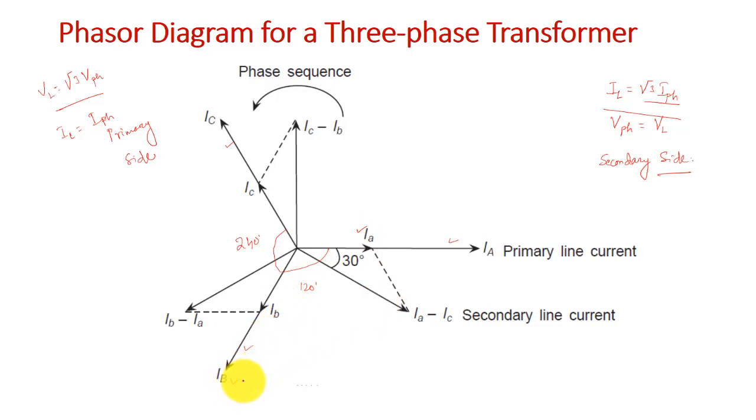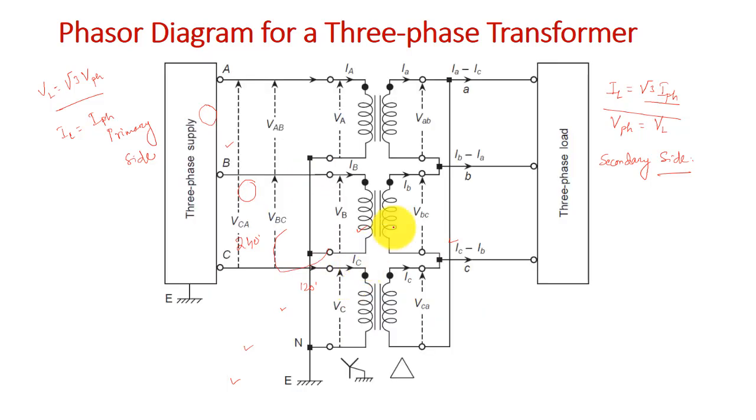Similarly, IB is the primary side phase B current, and small b is your secondary side phase B current. Similarly, IC, capital C, is your primary side phase C current, and small c is your secondary side C phase current, right. Now if I plot the line current in the secondary side, so what is this?